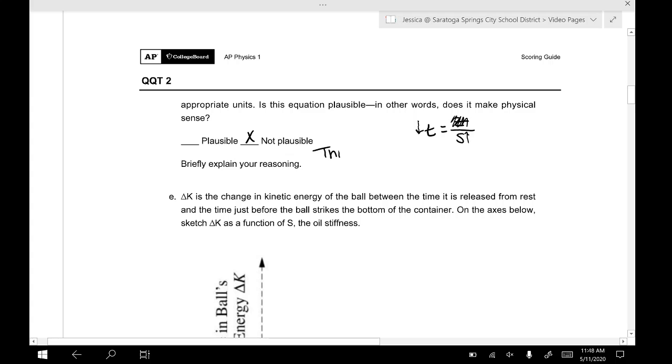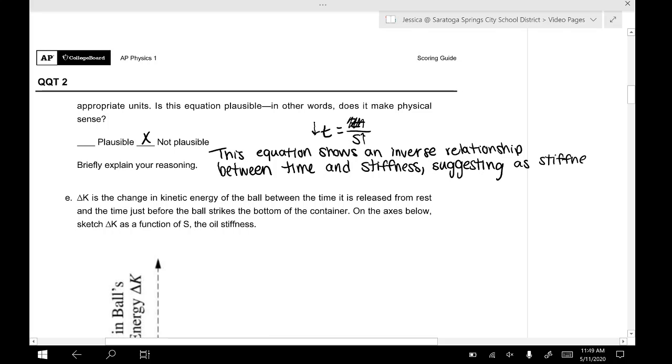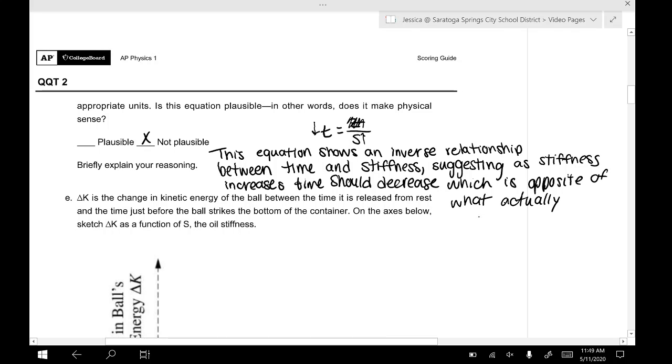Okay, so this equation shows an inverse relationship between time and stiffness, suggesting as stiffness increases, so I'm explaining what an inverse relationship means, time should decrease, which is opposite of what actually happens.